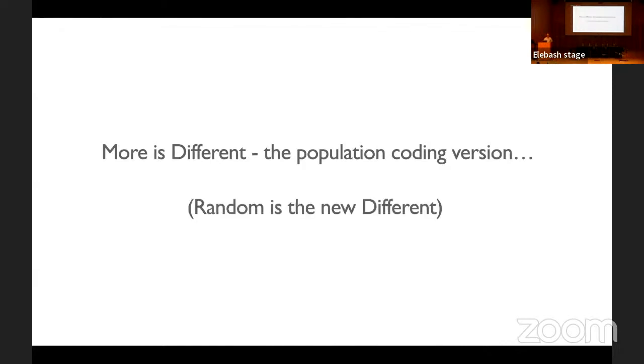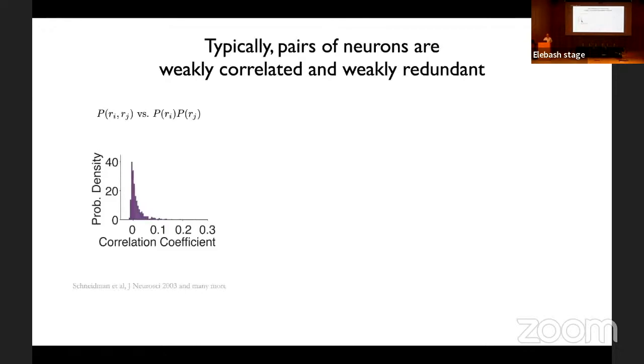So I'm going to give our version of more is different. This goes back to my time with Michael and Barry and Bill in Princeton a million years ago. And the starting point, trying to make sense of the structure of population codes, is, you look at pairs of neurons, the correlation between neurons is typically weak. This is an example from these old days, but you find this in many other systems. This is the typical correlation between pairs, which is very weak.